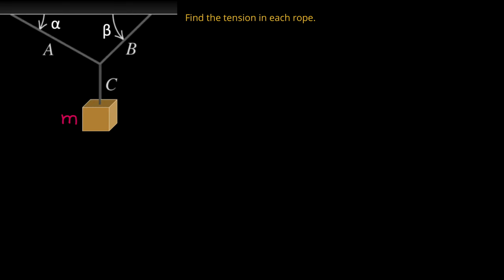We see that rope A is making an angle alpha with the ceiling, and rope B is making an angle beta with the ceiling. Rope C, on the other hand, is vertical.